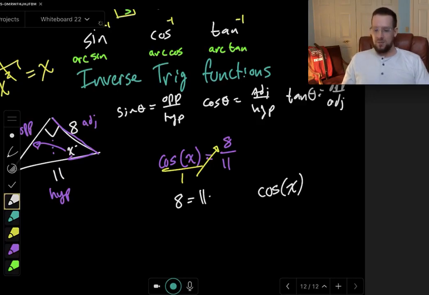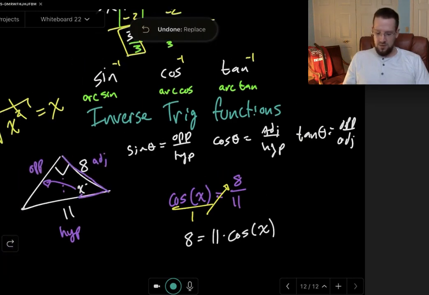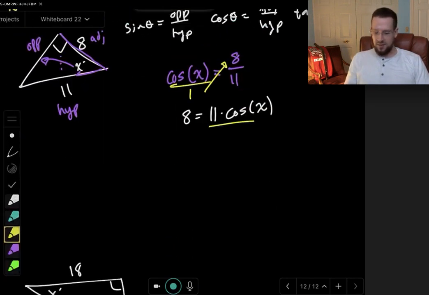So the idea here is that we have to solve for x, right? What do we need to do? Well, we need to isolate the variable. We need to get x all by itself. We'll do that first. We need to get x by itself, so let's divide both sides by 11.